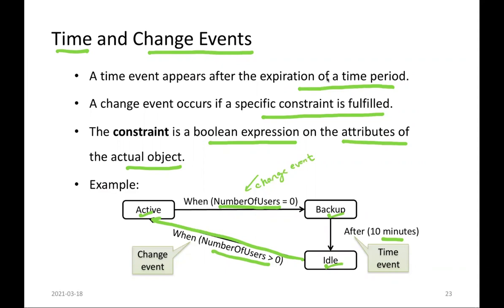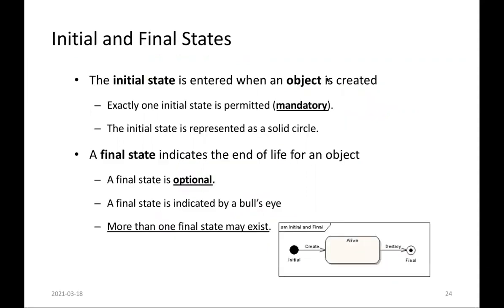So moving forward from states and the transitions between the states and what triggered them, in addition to the events, there are two important states that we need to study. Those two states are called the initial state and the final state. The initial state is entered exactly when an object is created. We always have one initial state, which is mandatory. The initial state is always represented as a solid circle. This is the initial state.